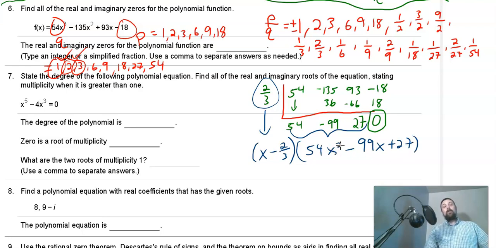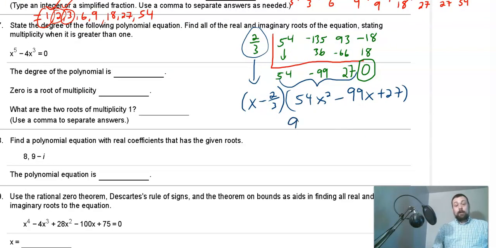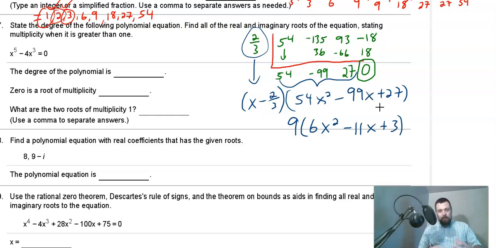So you're going to have 54x squared minus 99x plus 27. And now that you have one factor down to a quadratic level, you don't need to do any more synthetic division. You can get the rest of your zeros from that quadratic expression, either by using the quadratic formula or hopefully by factoring this polynomial. By factoring out the common factor, so let's see if I can do that right this time. We factor out a 9, we get 6x squared minus 11x plus 3. So that really brings these numbers down to earth where they're a little bit easier to work with.